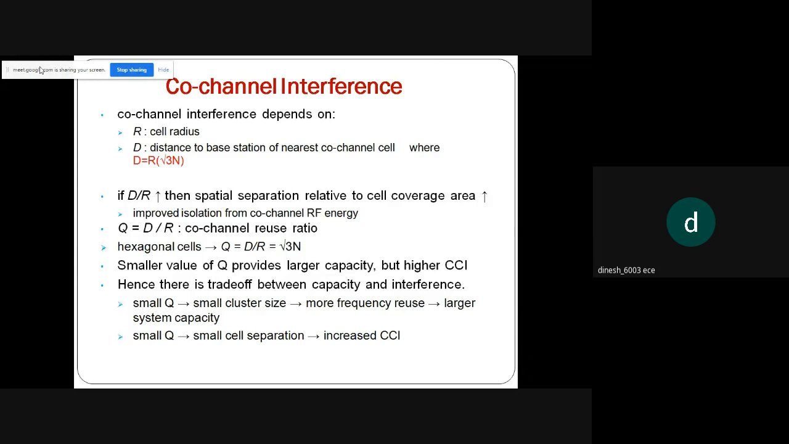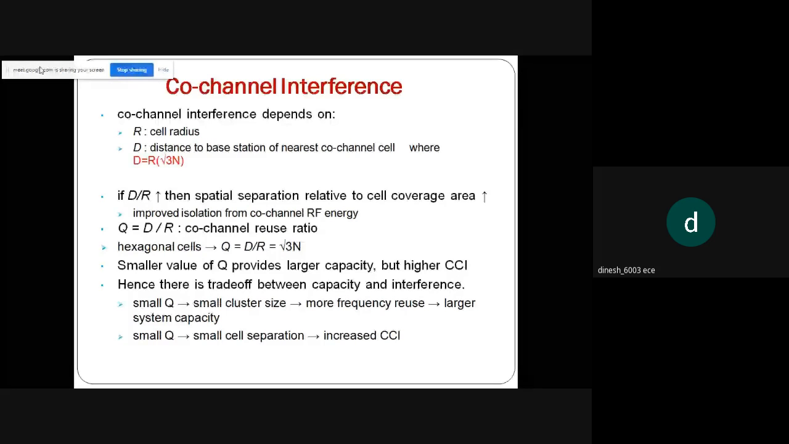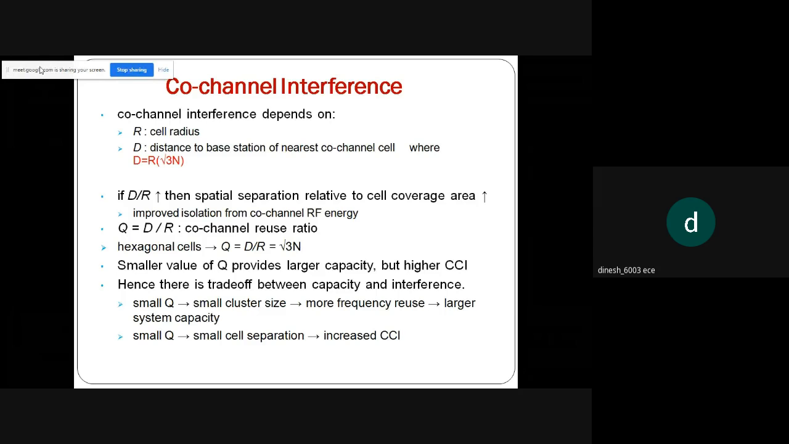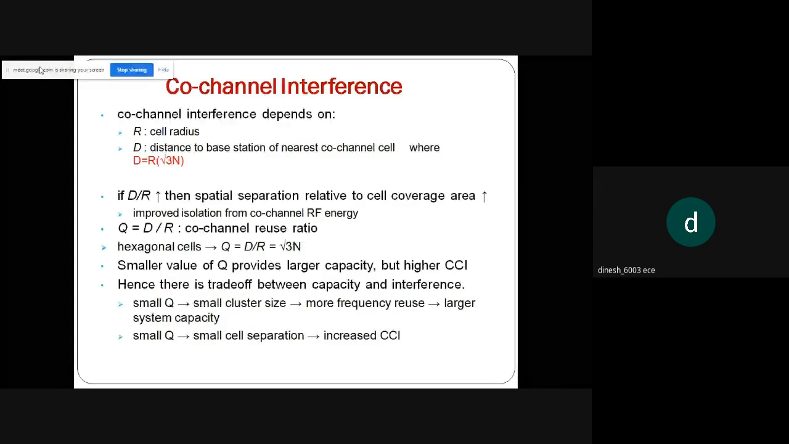Next, for hexagonal shaped structures, Q is the co-channel reuse ratio. D by R is equal to the square root of 3N. So a smaller value of Q provides larger capacity, but it will have higher co-channel interference. So there is a trade-off between capacity and interference.